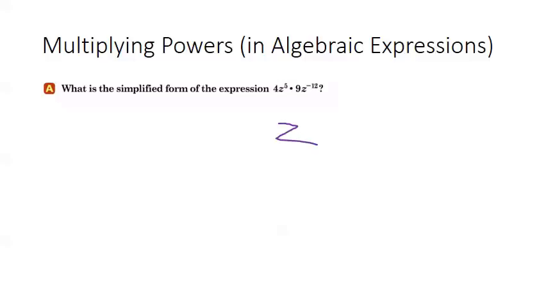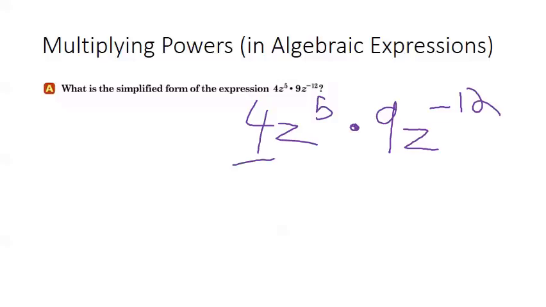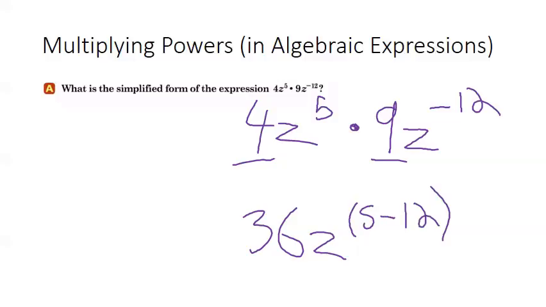4z to the power of 5 times 9z to the power of negative 12. Okay, so the first thing I want to mention is if you've got these coefficients 4 and 9, the first thing you're going to do is multiply them. So 4 times 9 is 36. Then we're going to do the z. So z to the power of 5 plus negative 12, or minus 12.